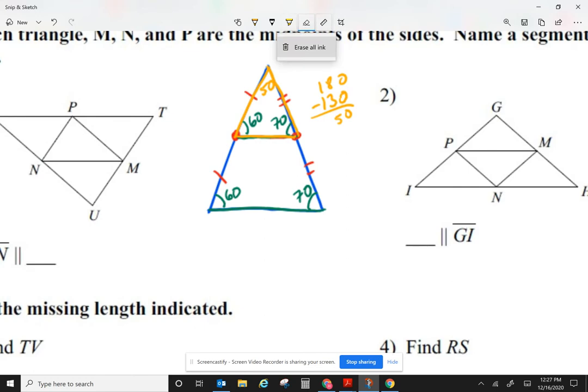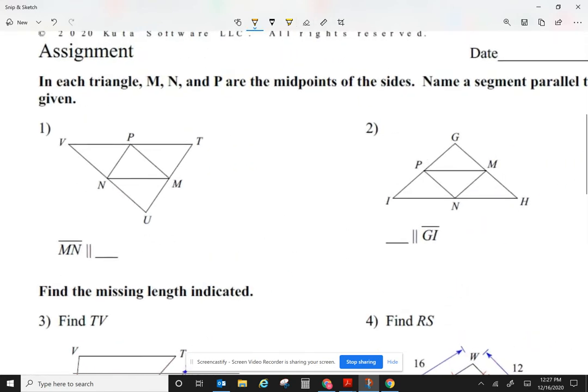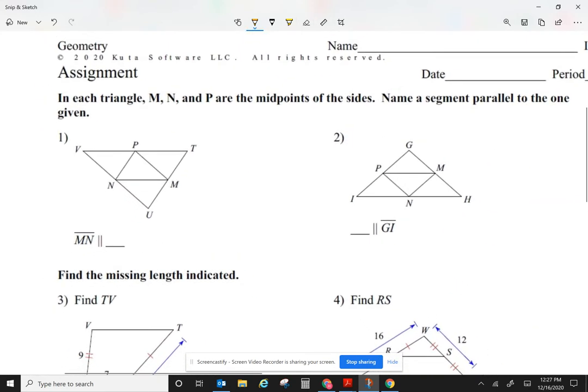So now on the homework, let's practice. Let's review with this. The first part, the way I'm going to start with this, it says in each triangle, M, N, and P are the midpoints of the sides. So I'm emphasizing I'm dealing with midpoints because I'm going to be dealing with mid segments. Name a segment parallel to the one given.